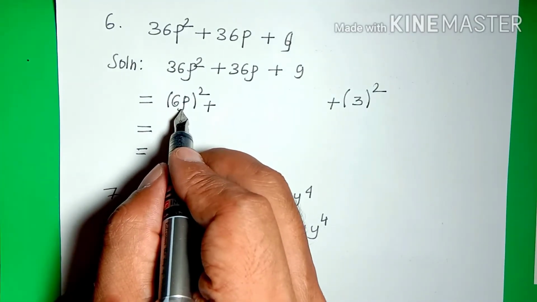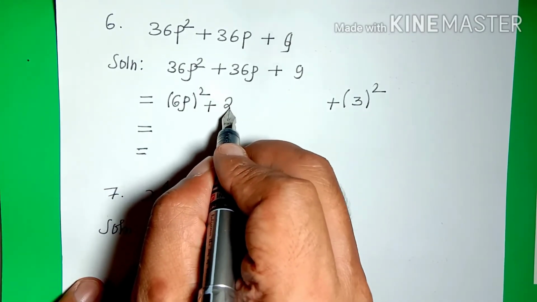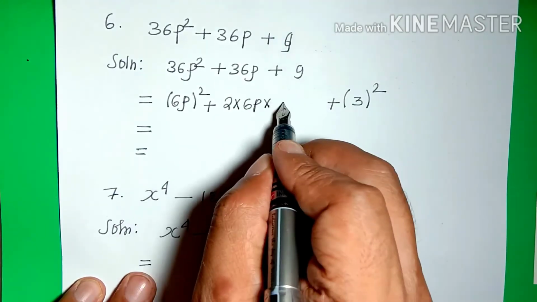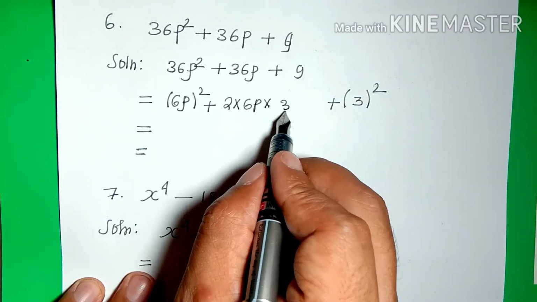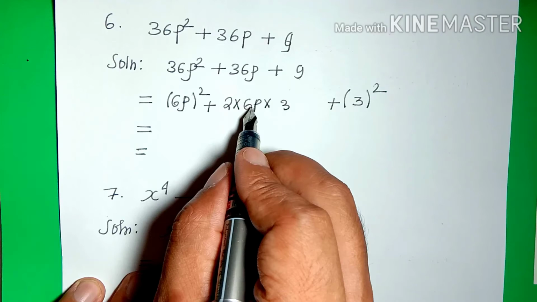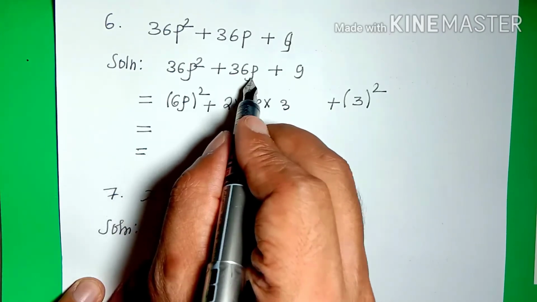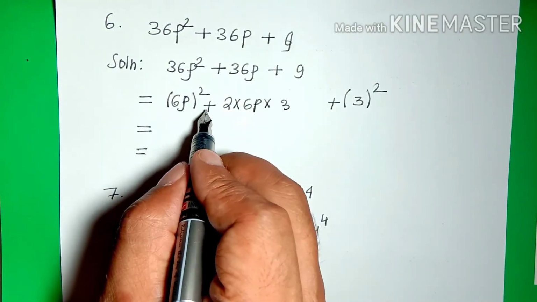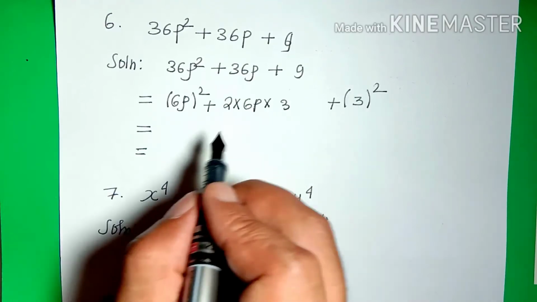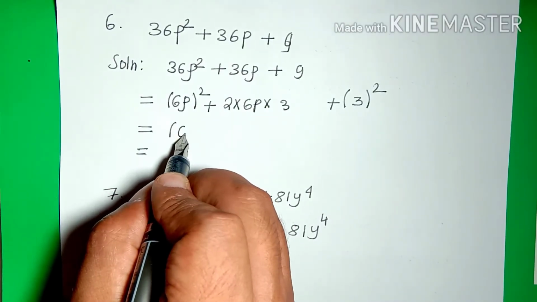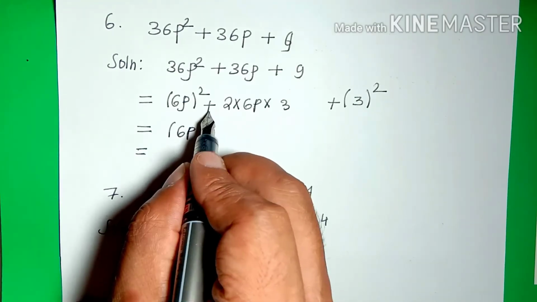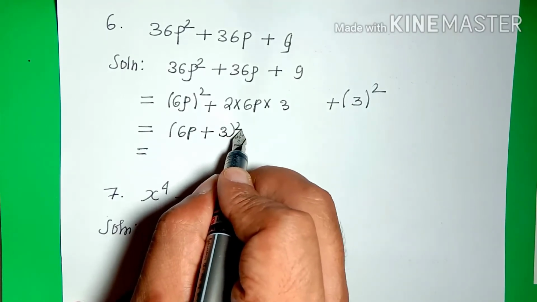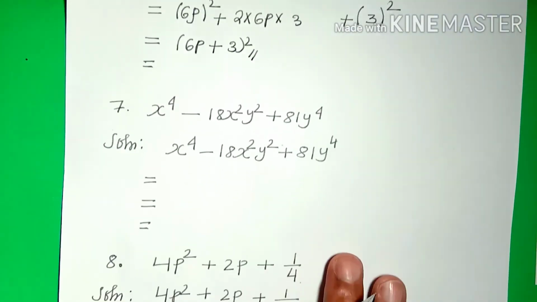So I've got a square plus 2 into a into b. a means 6p, b means 3. You can verify: 2 into 6 is 12, and 12 threes are 36p, so automatically we get the middle term. Now we know that a square plus 2ab plus b square equals a plus b whole square. We take a, which means 6p, the same sign plus, and here 3, the whole square. Now the next one.